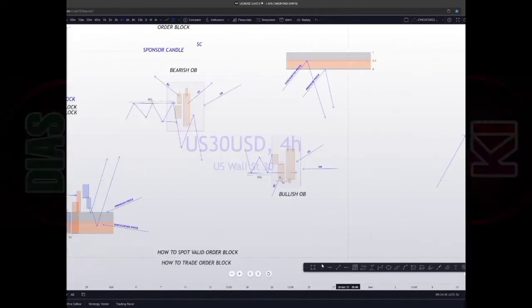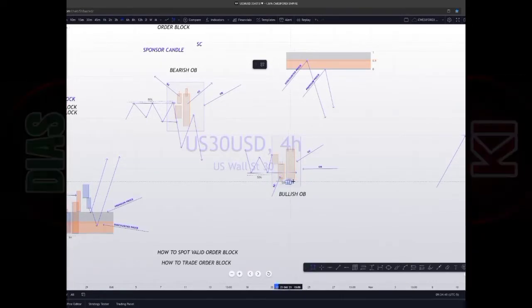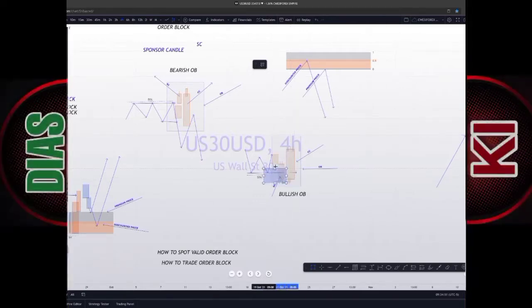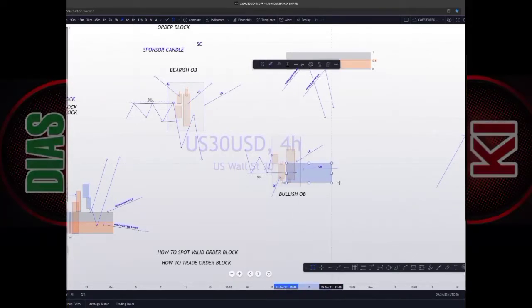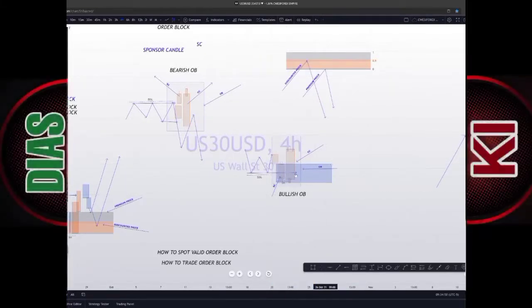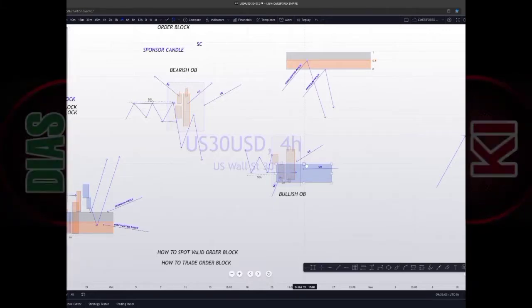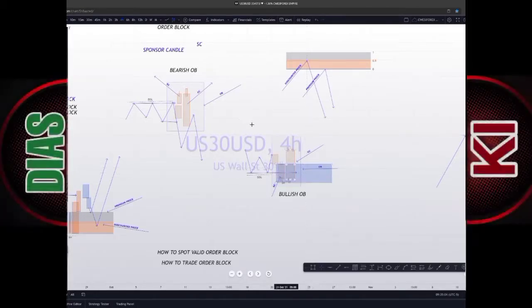So when you identify something like this, I said you should place your game box from the wick of this confirmation candle, which is the bullish candle, to the body of your sponsor candle. Get it? Something like that. Then you can have your retracement to either the premium price or the discounted price.